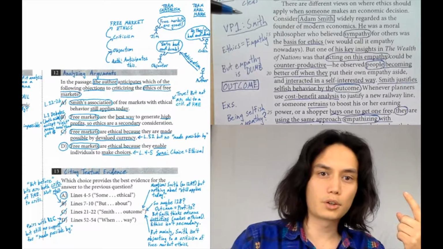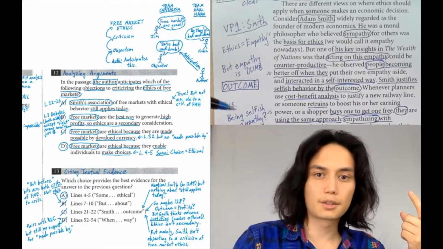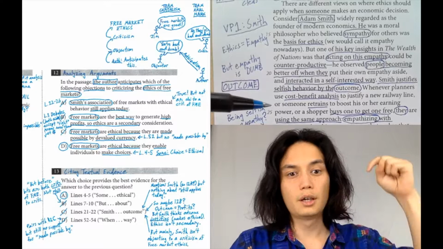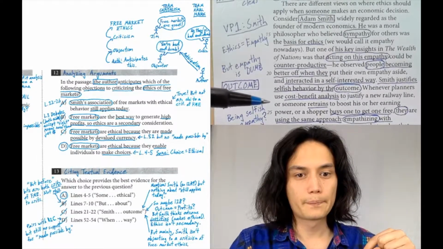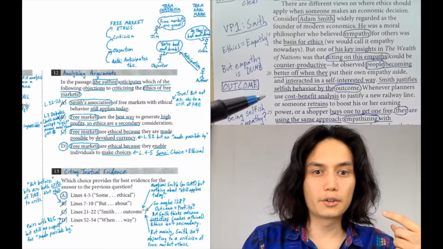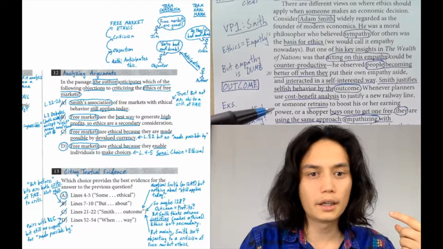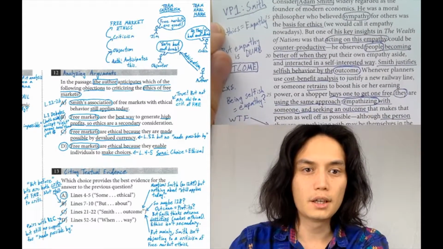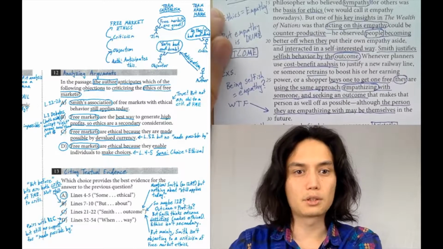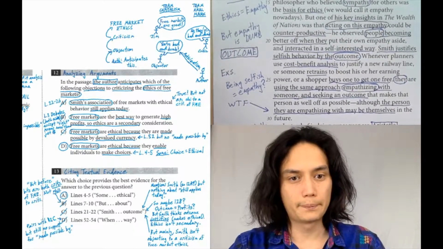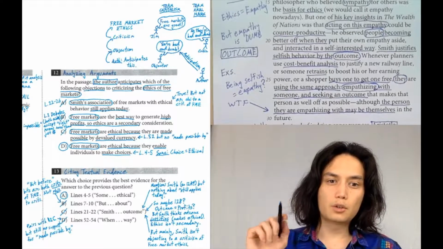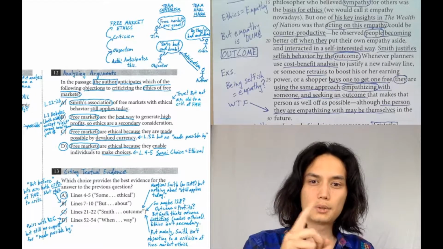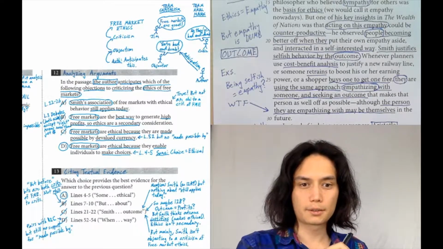This is where the author is in the middle of describing Adam Smith's viewpoint. Ethics is empathy, empathy is dumb, it's all about outcomes. And then the author gives a bunch of modern-day, real-world examples of Adam Smith's ideas. Whenever planners use cost-benefit analysis to justify a new railway line, whenever someone retrains to boost his or her earning power, or a shopper buys one to get one free, they're using the same approach. They're using the Adam Smith approach, empathizing with someone, and so on.